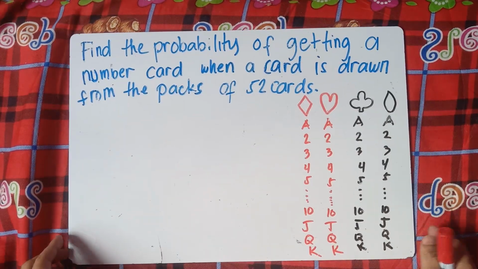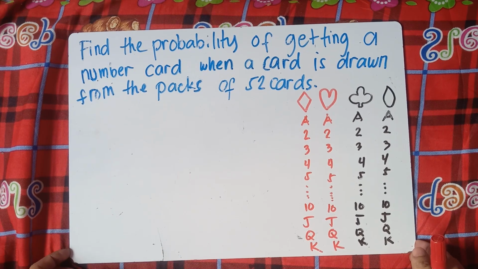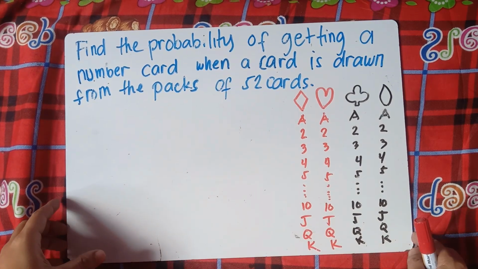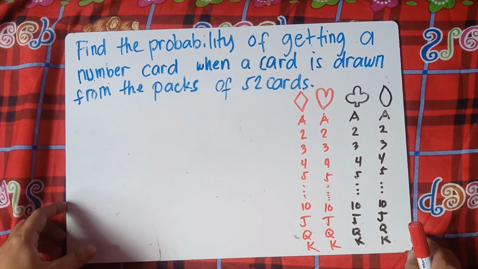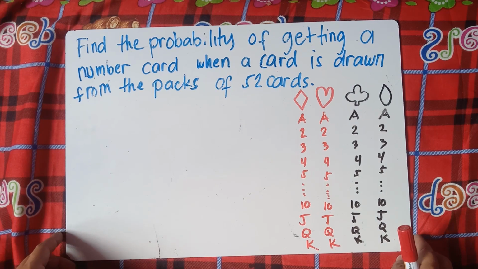Find the probability of getting a number card. Okay? Find the probability of getting a number card when a card is drawn from a pack of 52 cards. So these are the cards, class. I hope you already see a card. If not, you can search that in Google with regards to the cards.